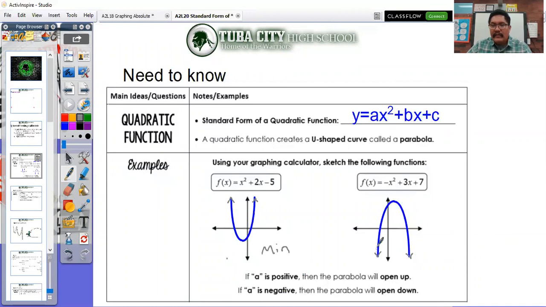And in this case, we have this one that opens down. We go up, we reach a maximum, and then we have to go back down the other way. So this is kind of like climbing a mountain. If somebody were to climb a mountain and reach the very peak, that would be the highest point, and they would not be able to go any higher.